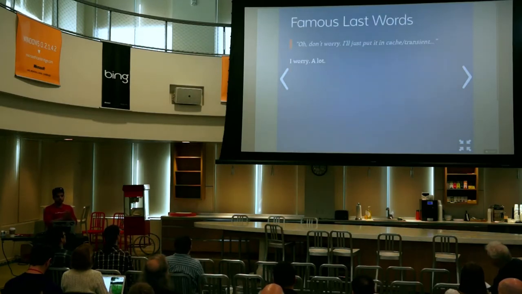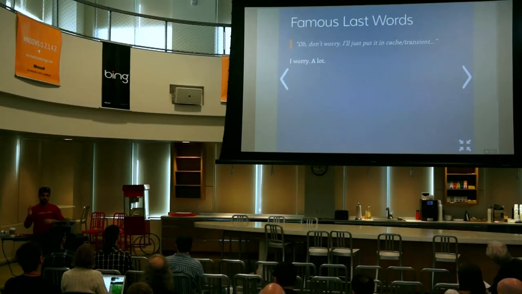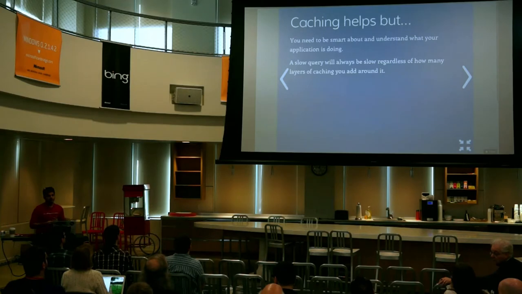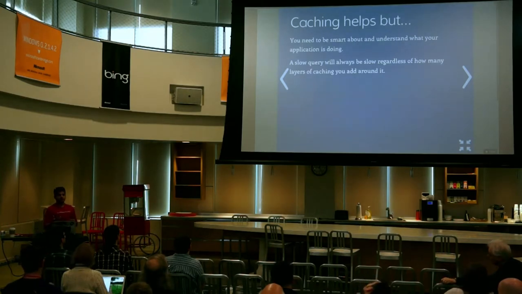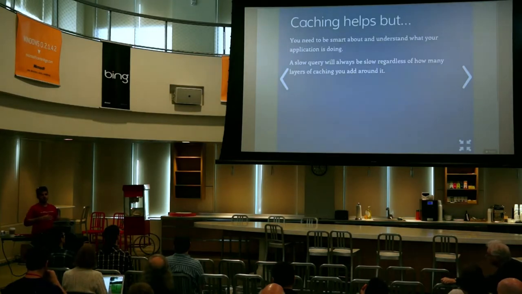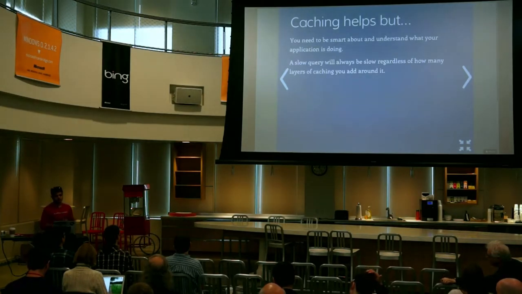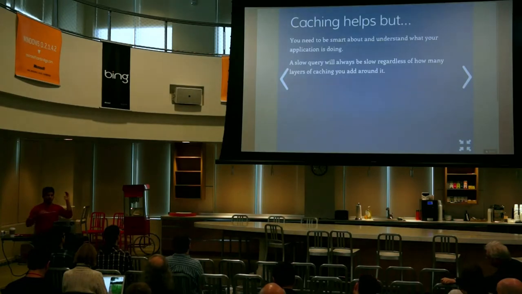So, famous last words: "Oh, don't worry, I'll just put it in the cache for transients." That worries me a lot. That's one of those common excuses I hear from people: "my site's slow, or my code is slow, the query is slow, oh, I'll just wrap it in a cache, it'll be fine." But that actually causes a lot of problems. You need to be smart about what your application is doing. This goes back to the idea of code quality that I mentioned. If your code sucks, caching will only help you so much. There's going to be a certain point where everything is going to break down because your code is not optimized. So a slow query will always be a slow query, regardless of how many layers of caching.